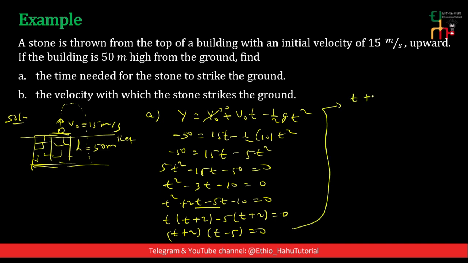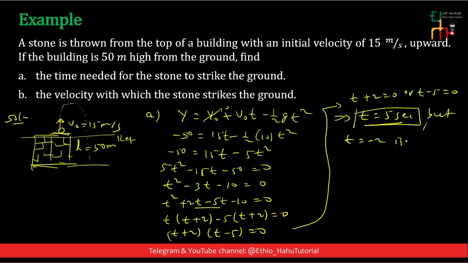t + 2 = 0 or t - 5 = 0. This implies t = 5 seconds is the right answer, because t + 2 = 0 means t = -2, but t = -2 is not valid. We don't have negative time. Therefore, the time required to reach the ground is 5 seconds.